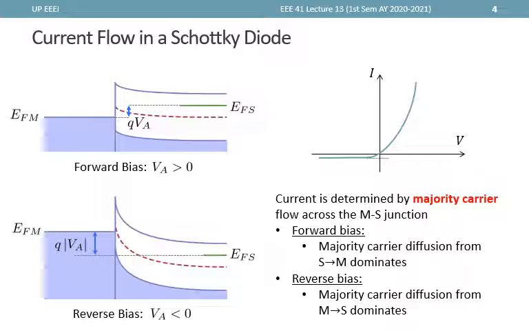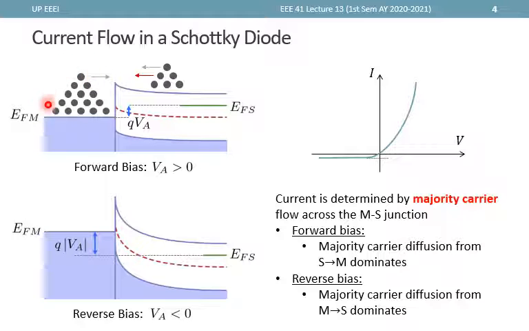Remember that for Schottky diodes, the current is actually dictated by the flow of majority carriers across the junction. Now it turns out that for our setup, our N-type Schottky diode, where the applied voltage is at the metal side, applying a positive voltage forward biases the device. And how does that happen? Let's look at the interaction of majority carriers or electrons at the two sides.